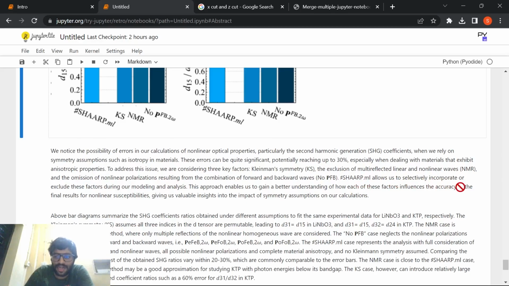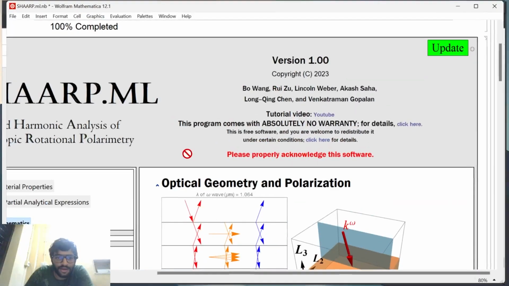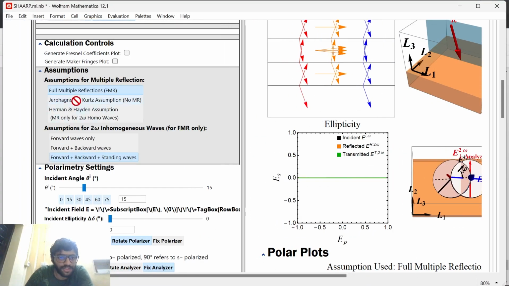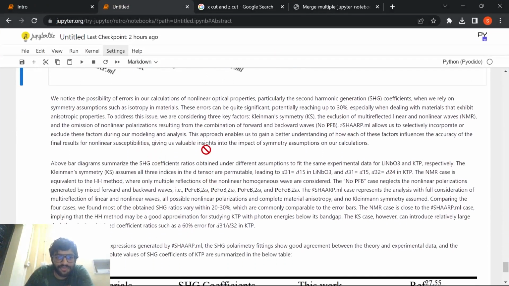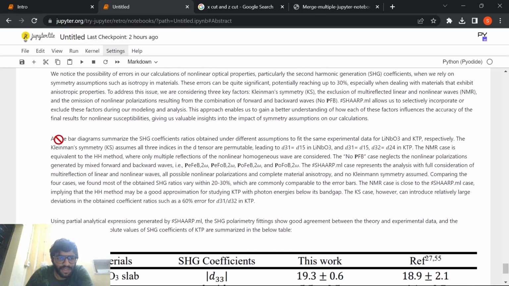Sharp.ml allows us to selectively incorporate or exclude these factors during our modeling and analysis, like we saw. We can choose between full multiple reflections, HH, forward, backward, forward plus backward standing, giving us valuable insights into the impact of symmetry assumptions on our calculations. The above bar diagram summarizes the SHG coefficient ratios obtained under different assumptions to fit the same experimental data for LiNbO3 and KTP respectively.